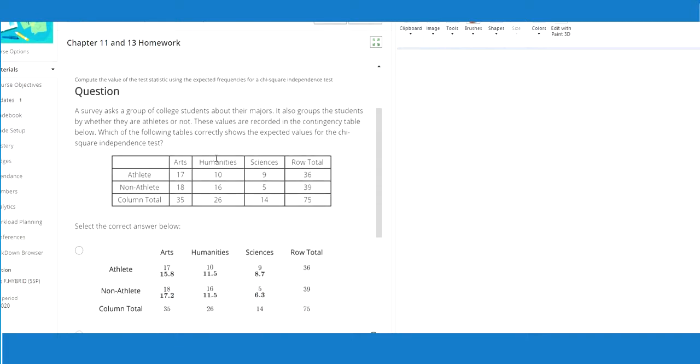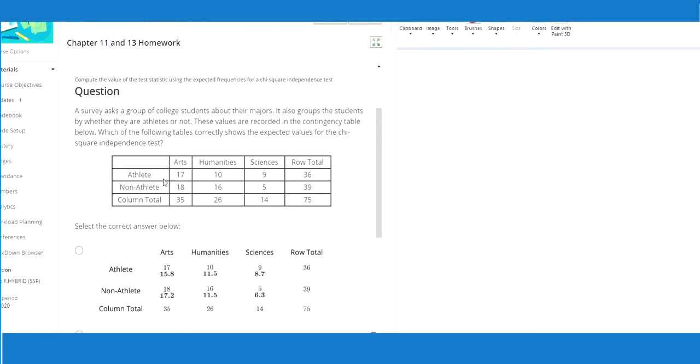We use a chi-squared test for independence when we're trying to decide whether two categories or two qualitative variables are independent or dependent on one another. The chi-squared test of independence just helps you provide evidence to see whether, in this case, the subject is dependent on whether a student is an athlete or not.